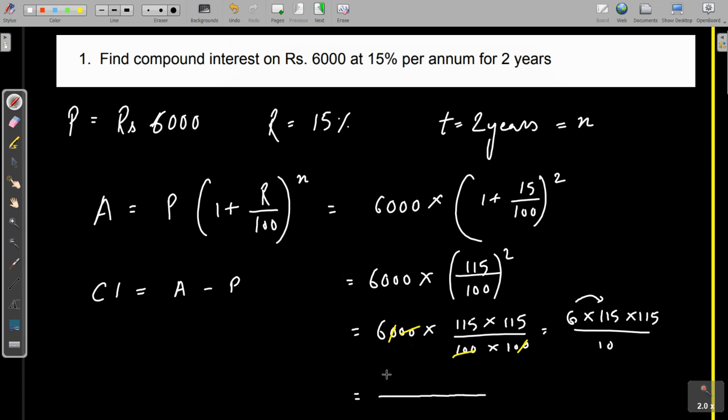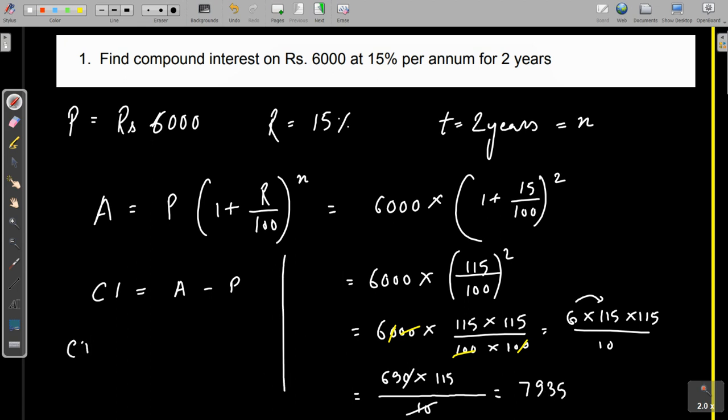It would give us 690, and then again multiplied by 115. Now see, we have a 10 here, so this 10 would cancel out this, right? So we are left with 69 multiplied by 115, and this would give us 7935. So this was our amount.